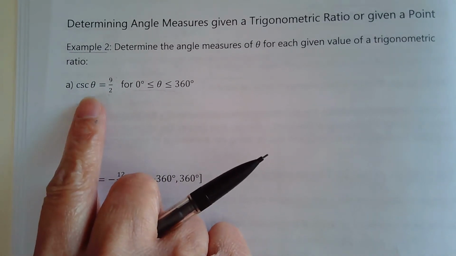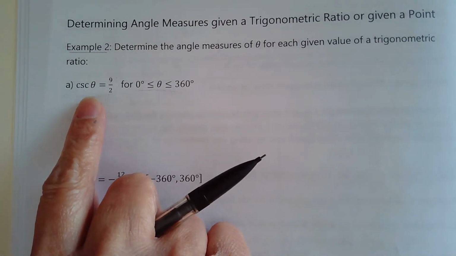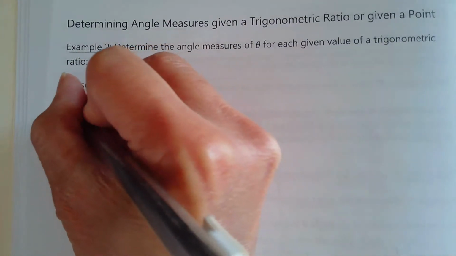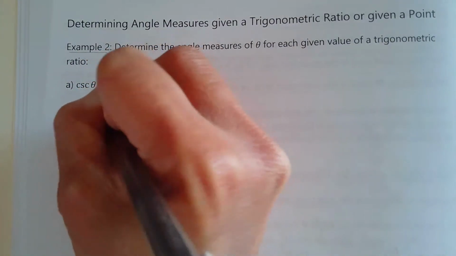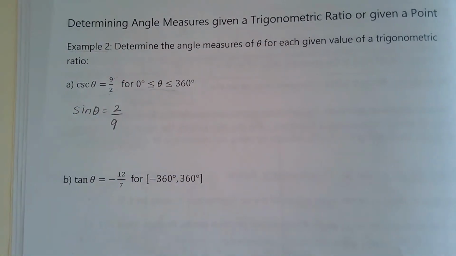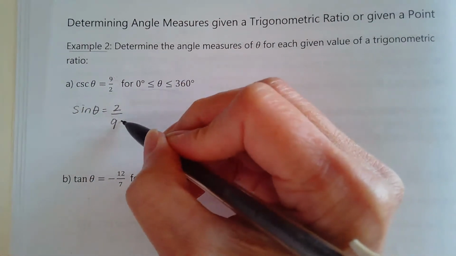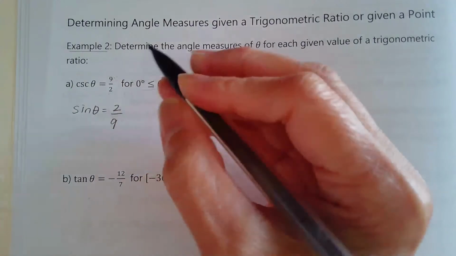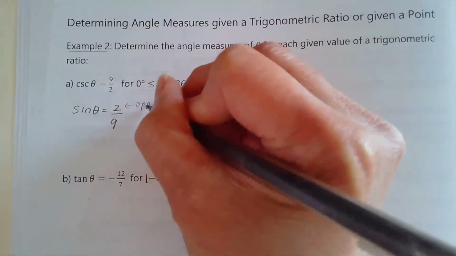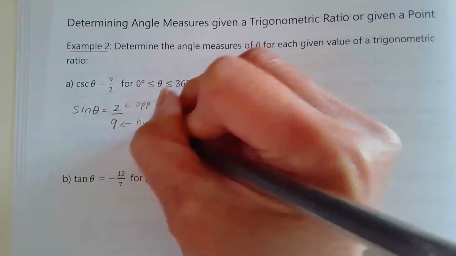What does it mean by cosecant? What do we know about cosecant? Cosecant is the reciprocal of sine. So if cosecant is 9/2, sine theta must be 2/9. Okay, so that means 2/9. This is going to be the opposite side, and this is the hypotenuse.